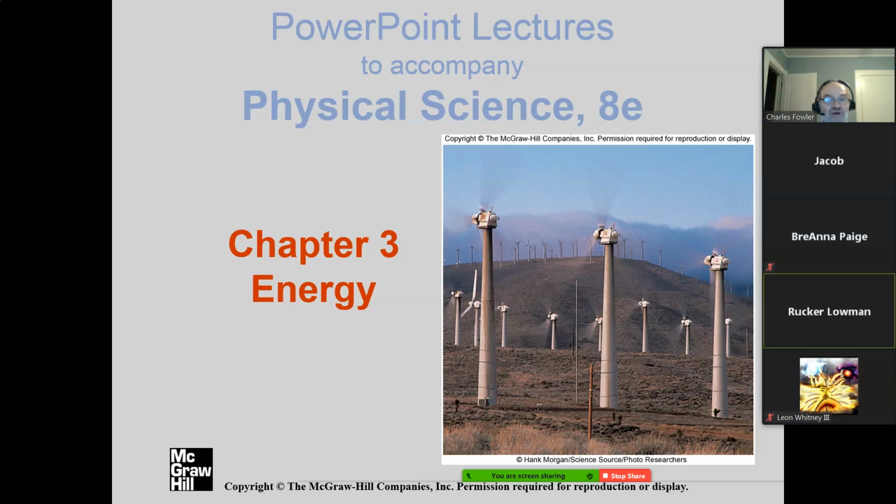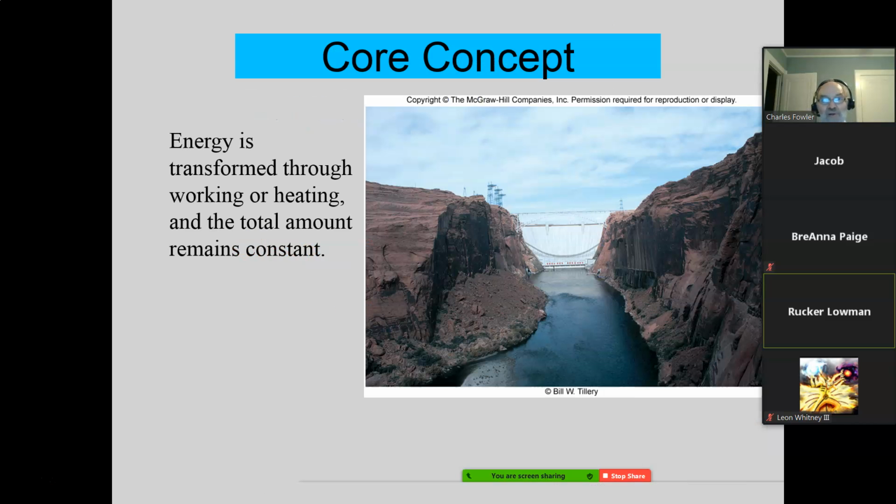However, Chapter 3 is talking about energy. Now, energy is related to forces. It's related to lots of things. The difference is energy is a scalar quantity, not a vector quantity. All it has is a magnitude, no direction associated with it. So what's the core concept here? Energy is transformed through working or heating, and the total amount of energy remains the same. So guess what? Momentum was a conserved quantity. That was a vector quantity. Energy is a conserved quantity.